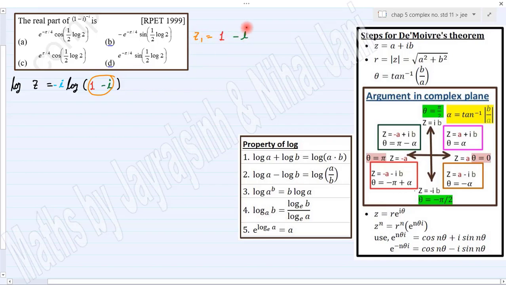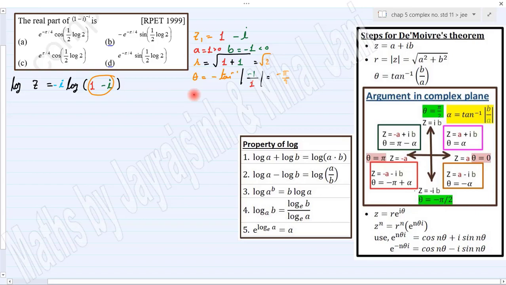So, let's collect the real part, which is 1, and imaginary part, which is minus 1. So, we can say your r, which is modulus of z1, will be under root of a square plus b square, or we can say it will be root 2. Now, here your real part is greater than 0 and imaginary part is less than 0. So your complex number lies in the fourth quadrant. So its theta must be minus tan inverse of mod b by a, or we can say minus 1 upon 1, which will give us minus pi by 4.